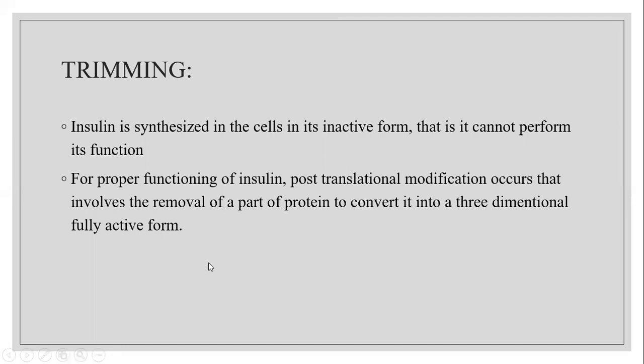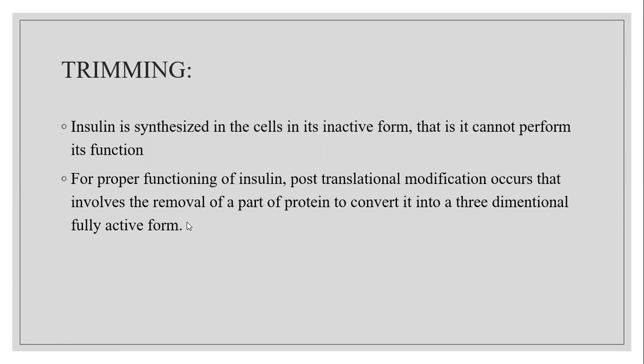Trimming. Trimming is the removal of a part of a protein. Insulin is synthesized in the cell in its native form, that is, inactive. It cannot perform its function. For proper functioning, post-translational modification occurs that involves removal of a part of the protein, which is called trimming. This converts insulin into a 3-dimensional fully active form.